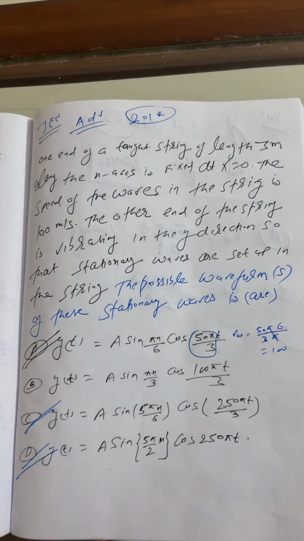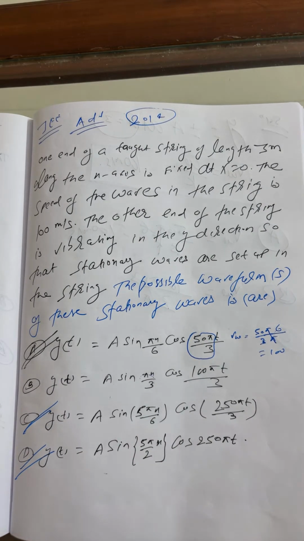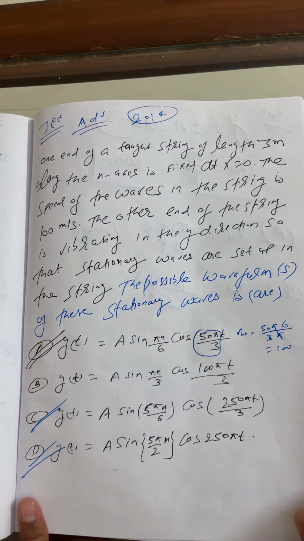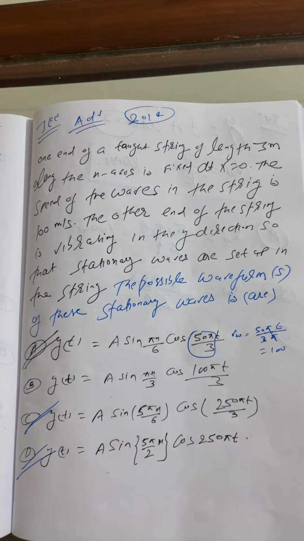With respect to node and antinode, we can say A, C, and D are correct only. A, C, and D correct only. I hope you all got it.